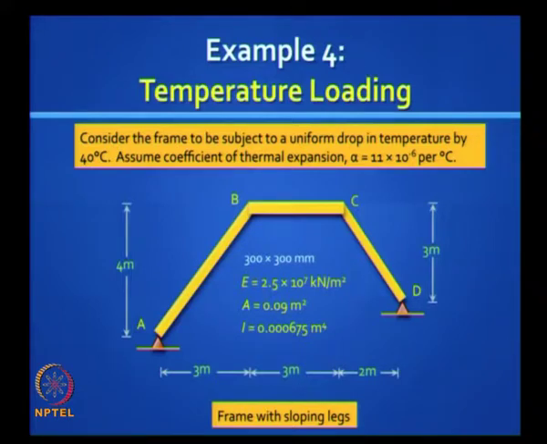Remember at the end of the last class we also said let us look at temperature loading. This is more tricky because the legs are inclined. So the same frame, let us do this slowly so that you get it. Same frame with sloping legs, we are now talking of a fall in temperature by 40 degrees Celsius, coefficient of thermal expansion is given. How do you solve this problem?